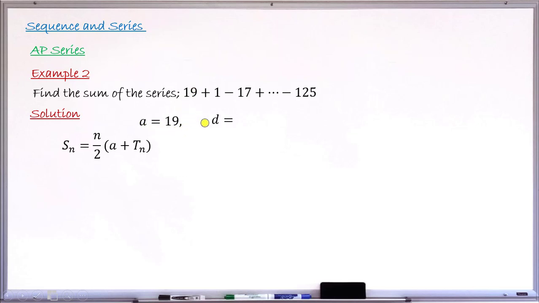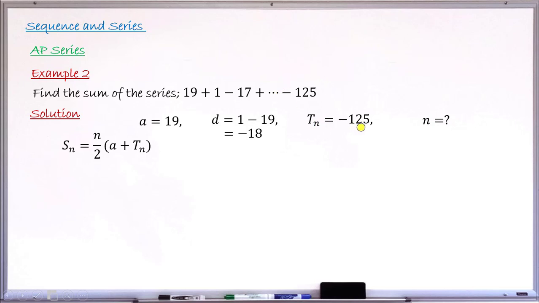The common difference d, we now take 2 successive terms and subtract. So I'm going to take 1 and 19. 1 is the second term, 19 is the first term. So I'm going to subtract the first term from the second term. That gives me 1 minus 19, and this result will now be minus 18. This is your common difference. So next is your last term, Tn, which is given as minus 125.